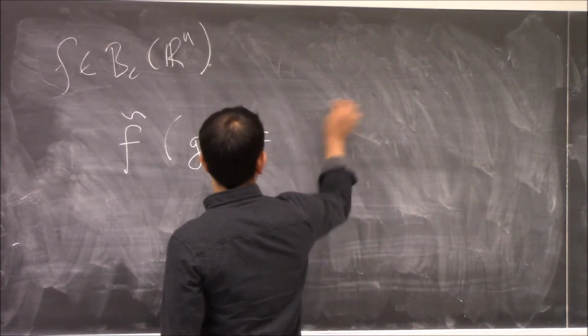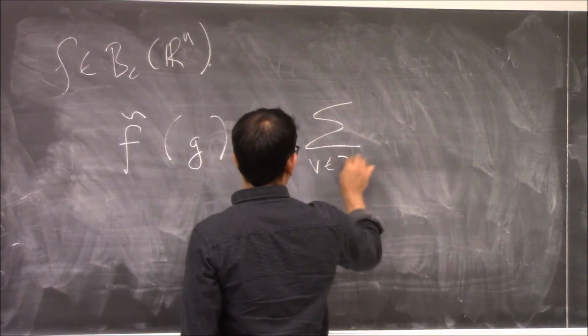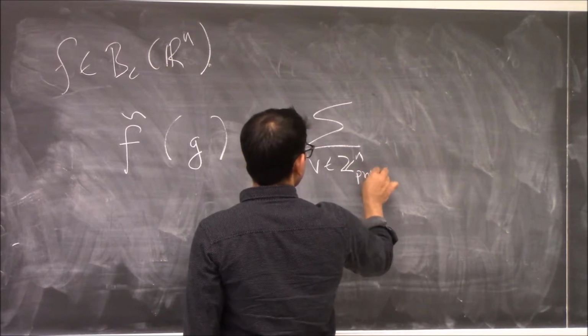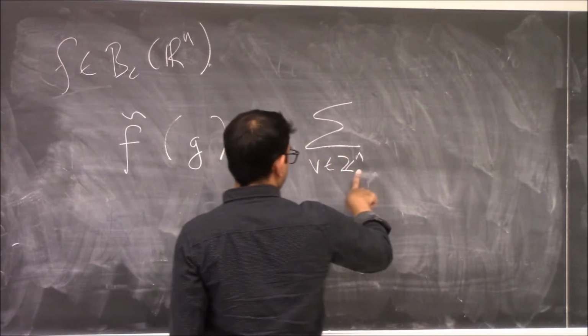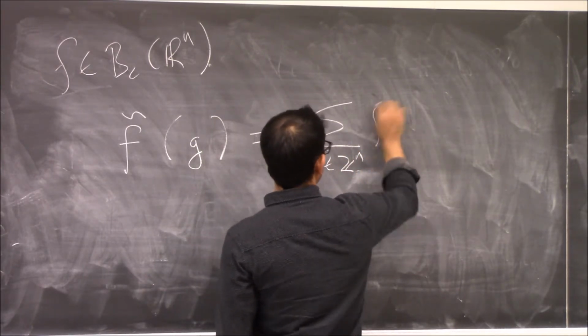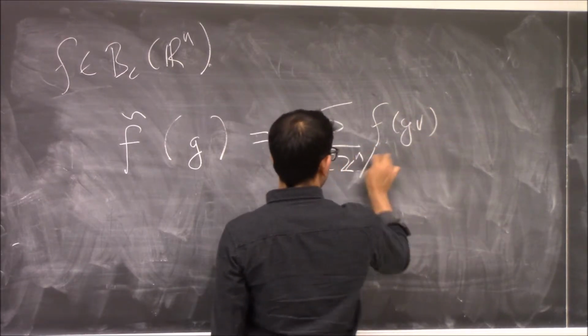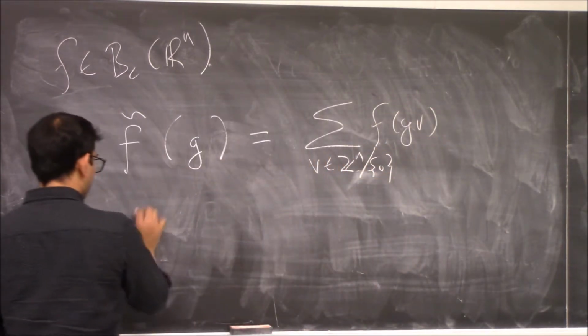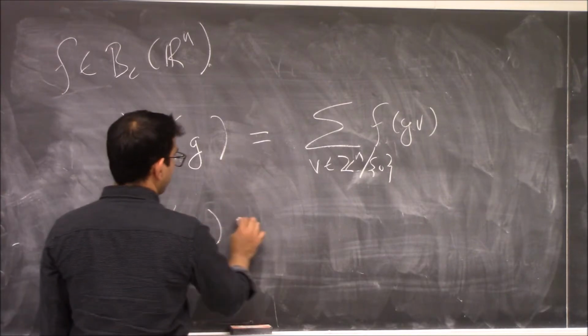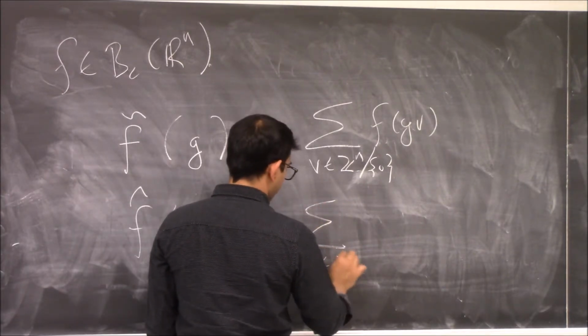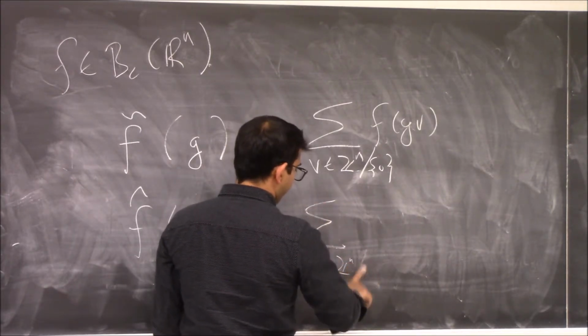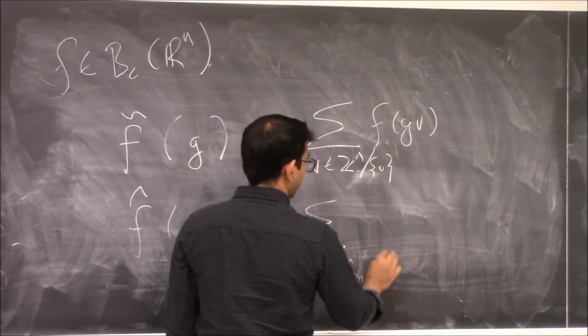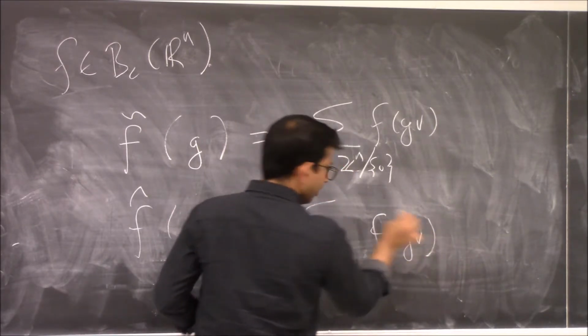I can define f twiddle to be the sum over all vectors in Z^n, f of g, all non-zero vectors. And then f hat, which is the closer analog to what we're looking at, to be the sum over all primitive vectors, so ones in my lattice.